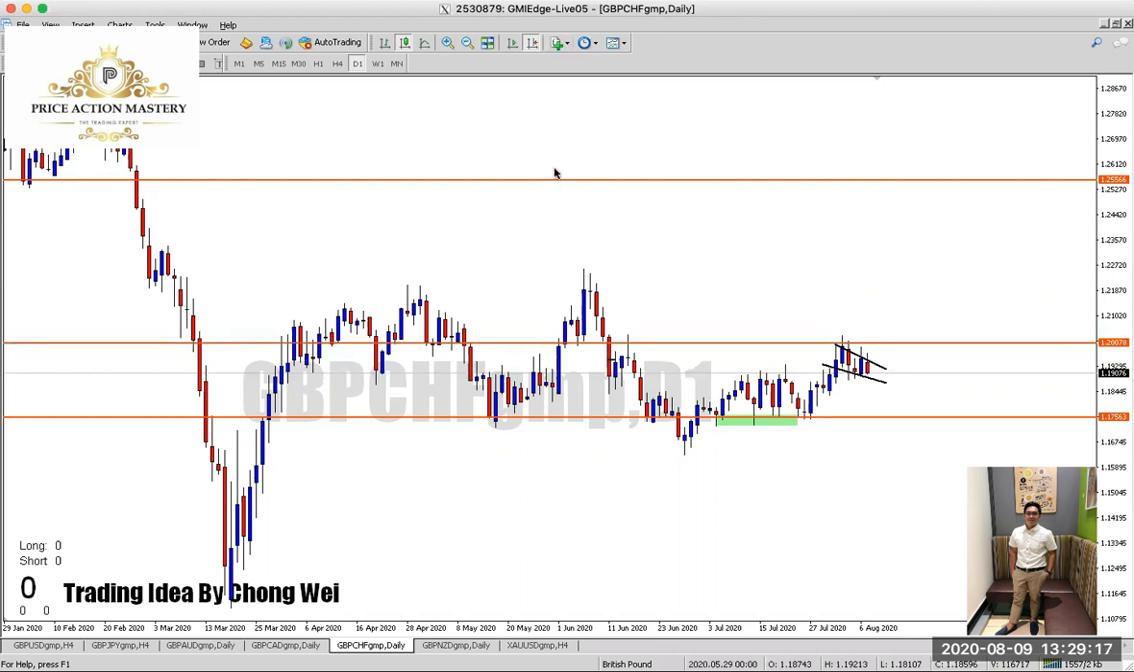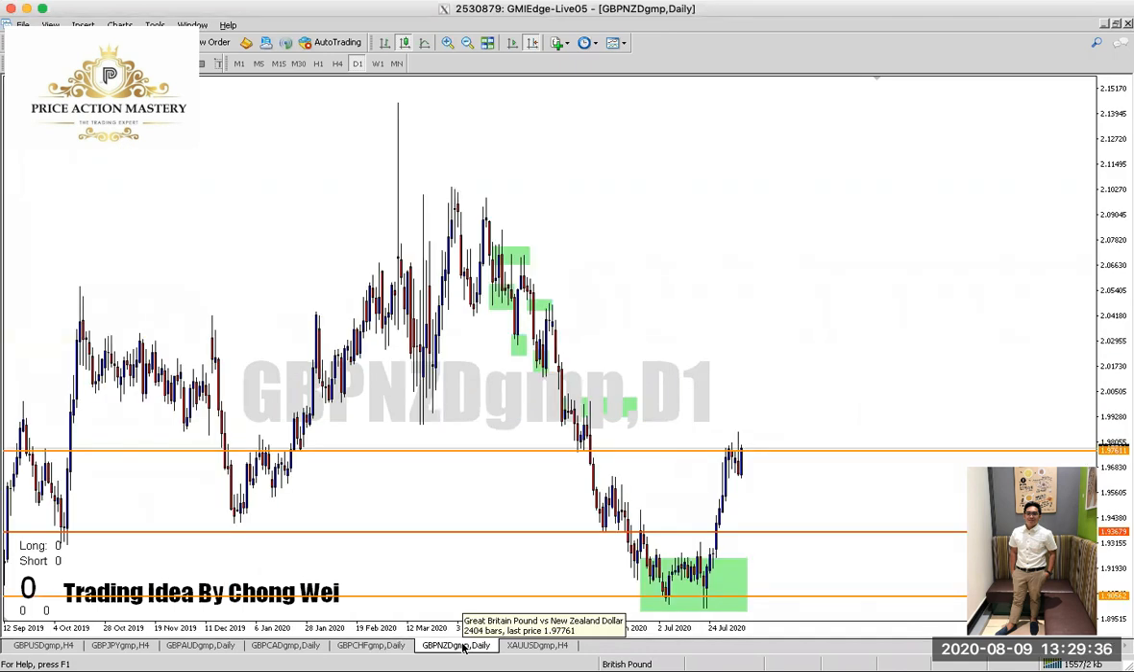Yeah, that's why most of the sellers are actually waiting, but it can just break higher than this. This is what I am expecting, because as you can see, from here to here looks very near only, but if you calculate, it's close to more than 100 pips. Okay, more than 100 pips. And the next will be GBP New Zealand.